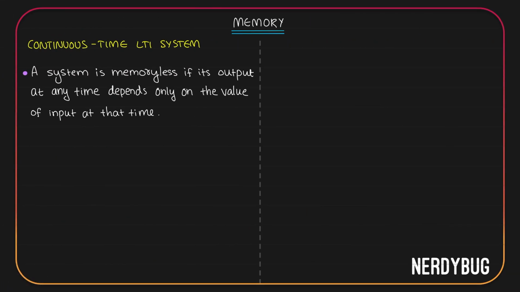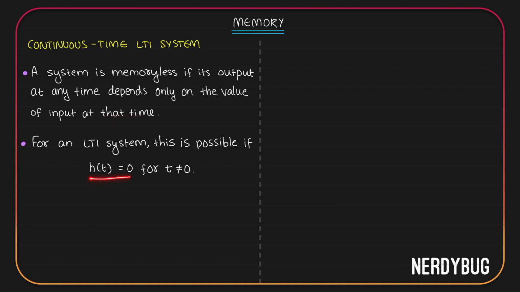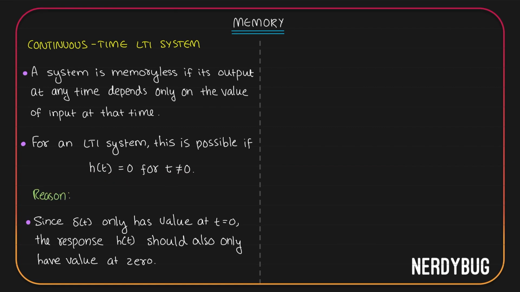The definition is the same. A system is memoryless if its output at any time depends only on the value of the input at that particular time. For a continuous time LTI system, this is possible if h of t is 0 for all t that is not equal to 0. The reason for this is the input that we give, delta of t, to get the output h of t only has value at t equal to 0.